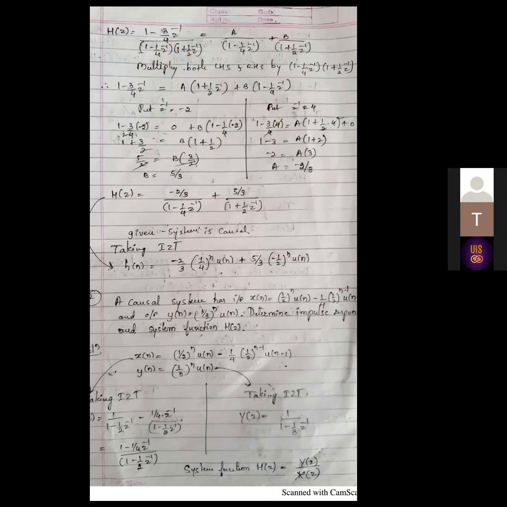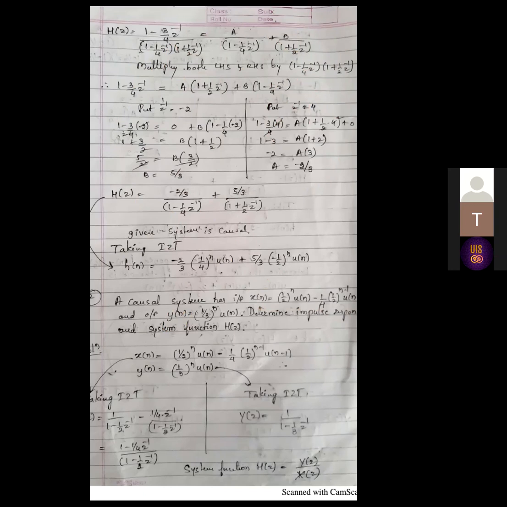The difference between the previous problem and this problem, if you just observe your x of n, is that it has something with an n minus 1 shift. Only that is the change. Let's see how to consider that. I'll just zoom a little bit. Okay, so very first thing, given x of n and y of n.